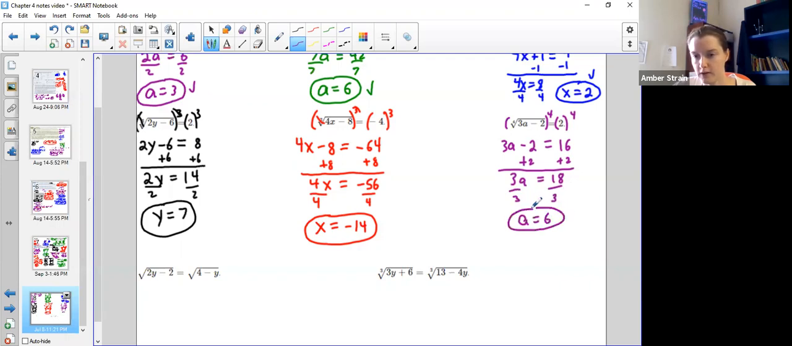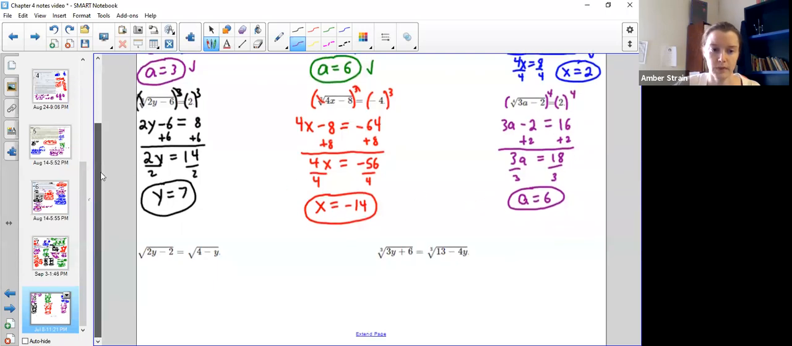Okay, since it was an even root, let's just double check things. 3 times 6 is 18. 18 minus 2 is 16. The 4th root of 16 is 2. Just like we said, 2 to the 4th is 16. So it works out.